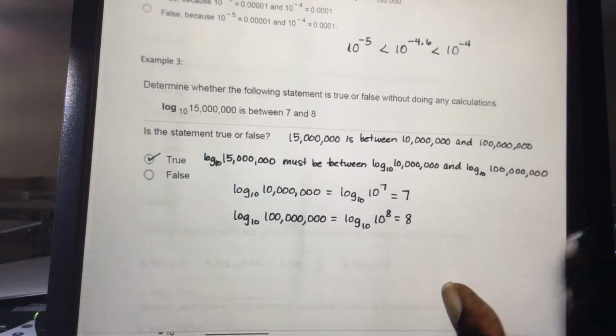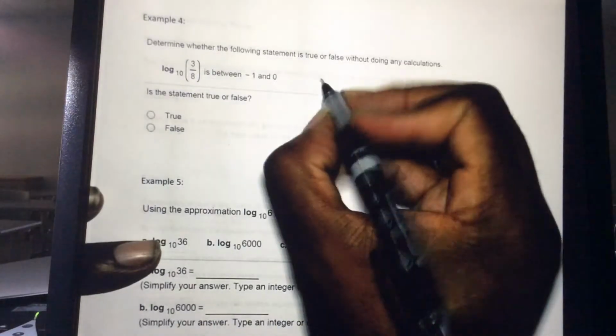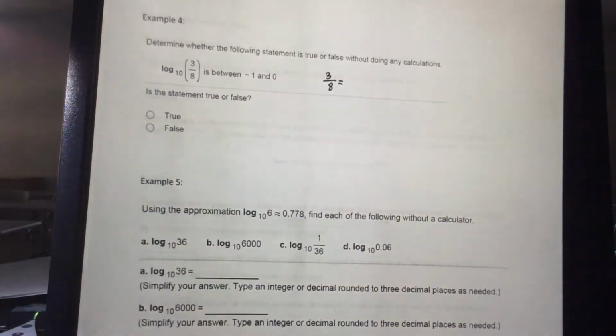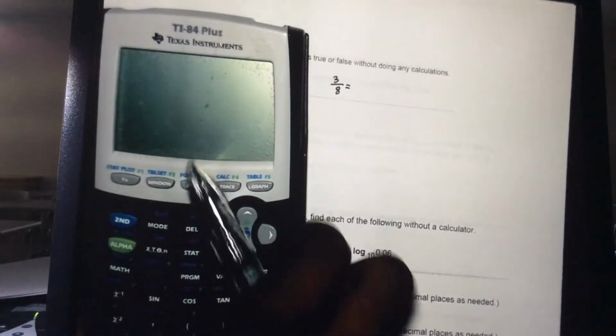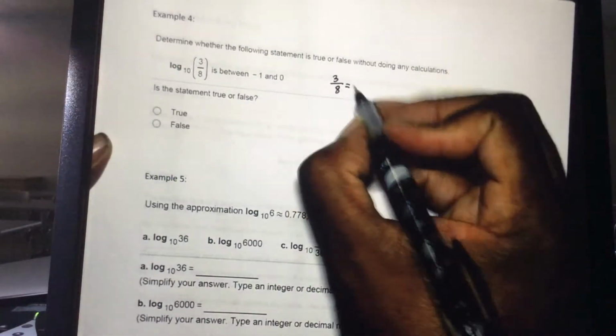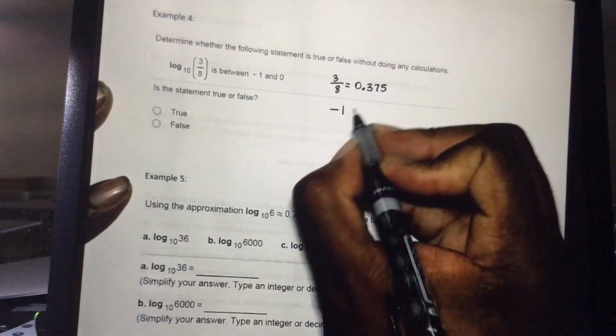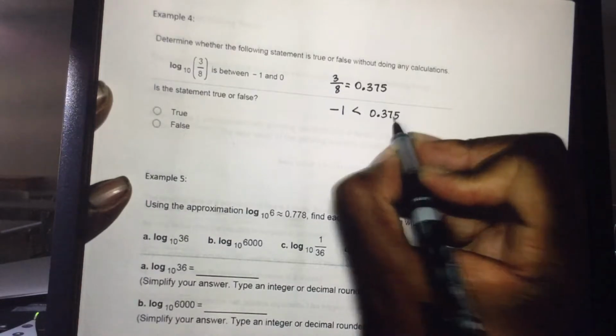Okay. All right, here's another example of this. Determine whether the following statement is true or false without doing any calculations. Here we got log to the base 10 of 3/8 is between -1 and 0. I'm going to write 3/8 as a decimal. So if I do 3 divided by 8, I'm going to get 0.375. And I can see that 0.375 is between -1 and 0. So I'm going to write like this. -1 is less than 0.375 and less than 0.